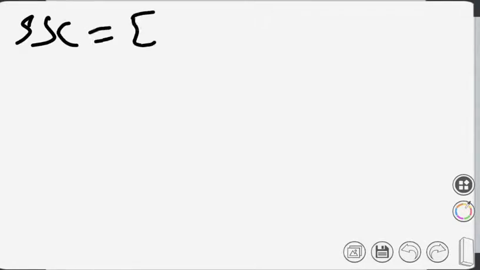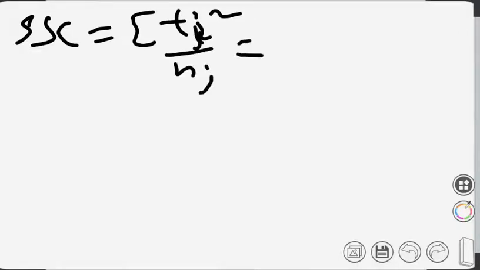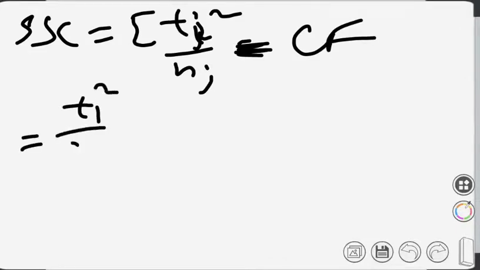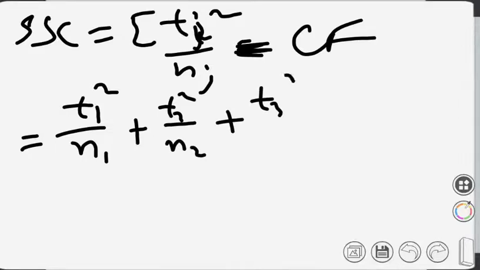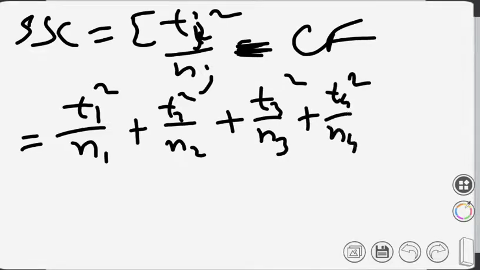SSC is summation of Ti square by ni minus CF. The minus CF part is getting missed, you don't remember it. So this is t1 square by n1 plus t2 square by n2 plus t3 square by n3 plus t4 square by n4 minus CF. SSR came out as 72.17, I have already written it and marked it out. So how much was t1 square?